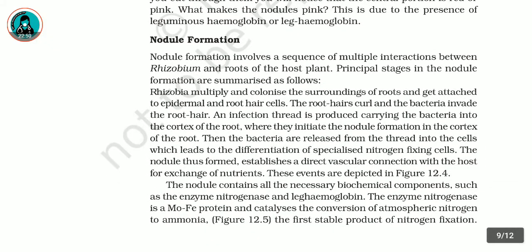Nodule formation involves a sequence of multiple interactions between Rhizobium and root of the host plant. Principal stages in the nodule formation are summarized as follows. Rhizobia multiply and colonize the surroundings of roots and get attached to epidermal and root hair cells. The root hairs curl and the bacteria invade the root hair. An infection thread is produced carrying the bacteria into the cortex of the root, where they initiate the nodule formation.